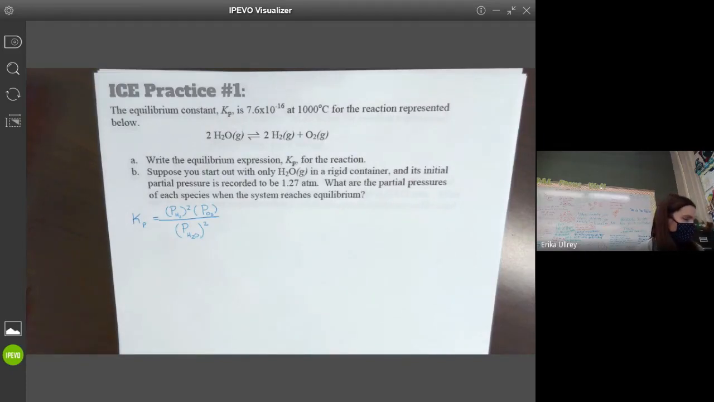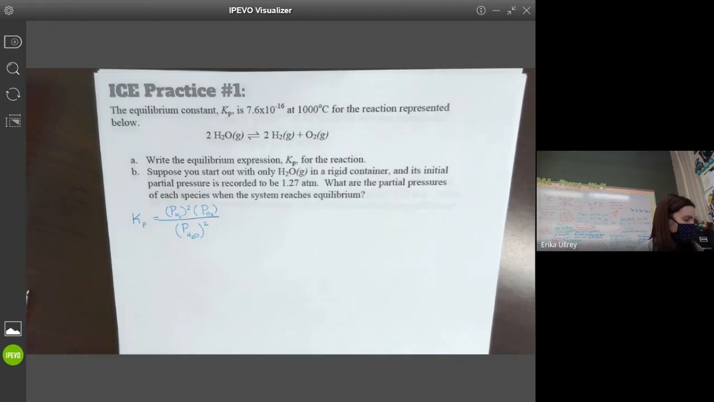Okay. So we have our equilibrium expression, and it says, suppose you start out with only water in your container, and its initial partial pressure is recorded to be 1.27 atm. What are the partial pressures of each species when the system reaches equilibrium?